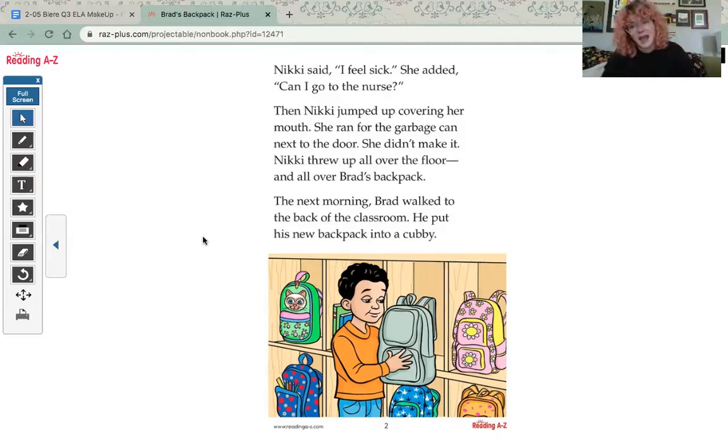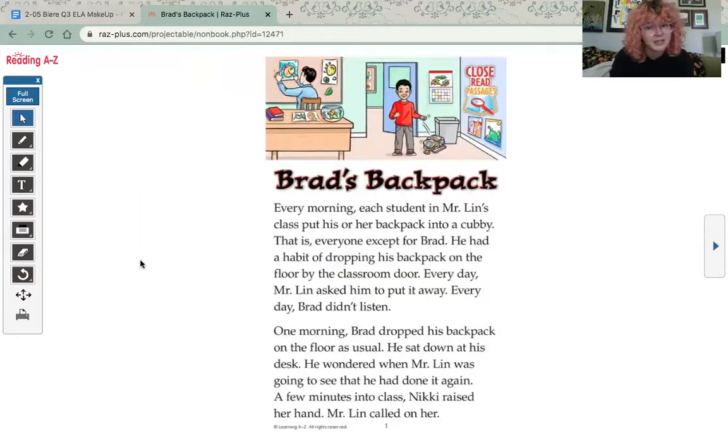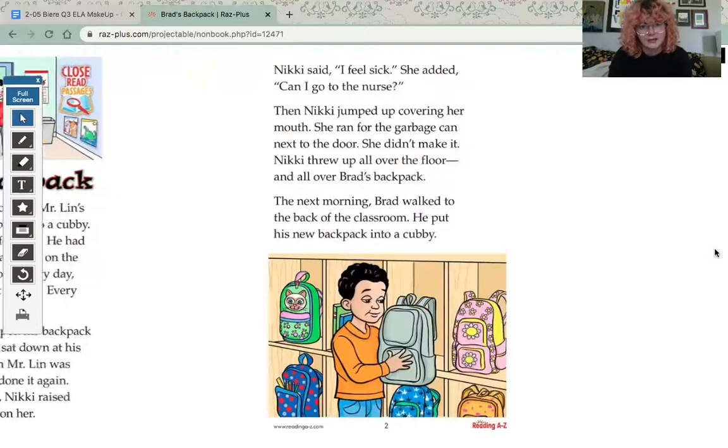Okay, what happened? What just happened in the story? Tell somebody next to you. Okay, yeah, so Nikki felt sick and needed to go to the nurse, and on her way, she threw up all over Brad's backpack. Why did she throw up on Brad's backpack? How did that happen? The why is because we found out at the beginning of the text that Brad does not put his backpack into the cubby. He has a habit of dropping his backpack on the floor by the classroom door, right? That was the problem that Brad has.